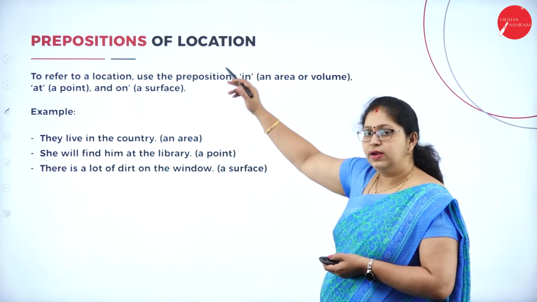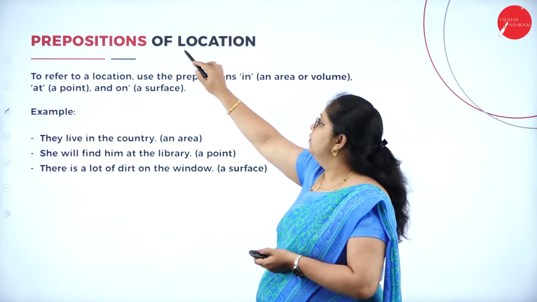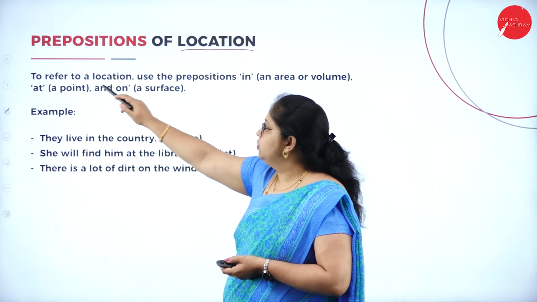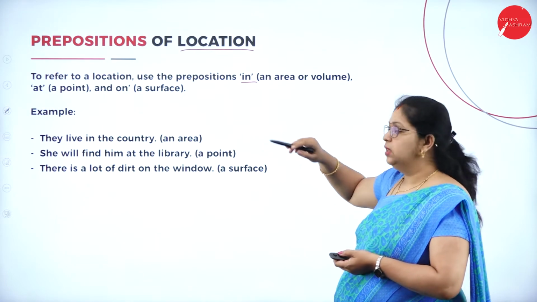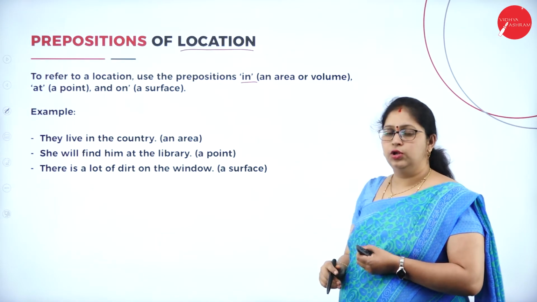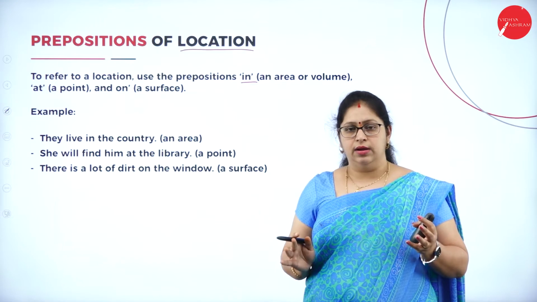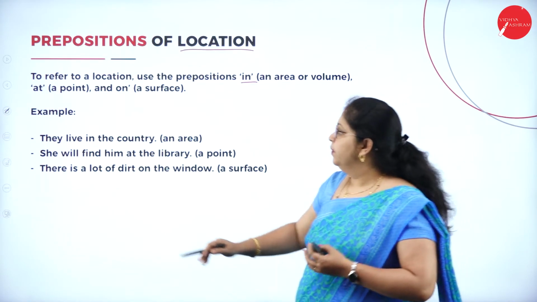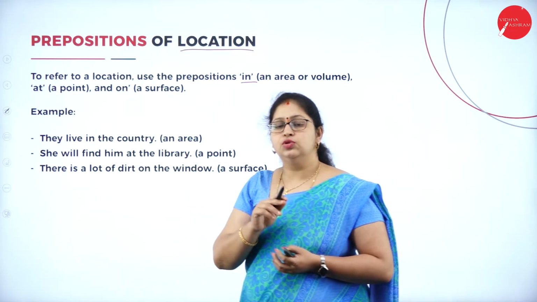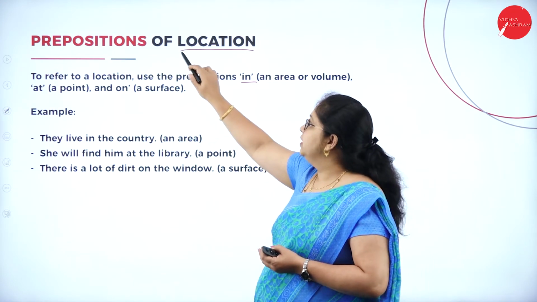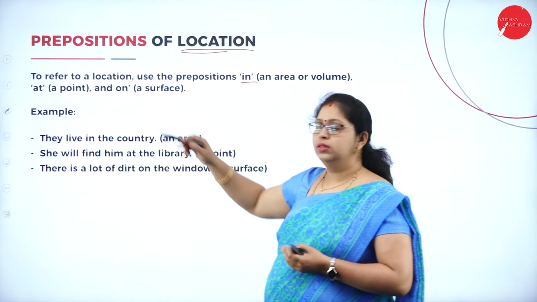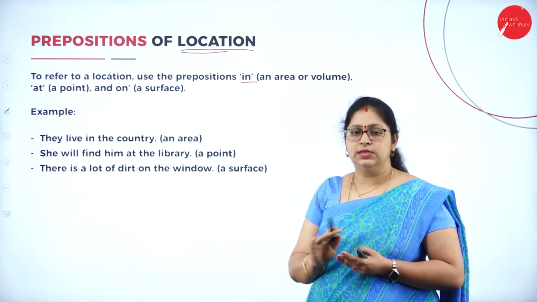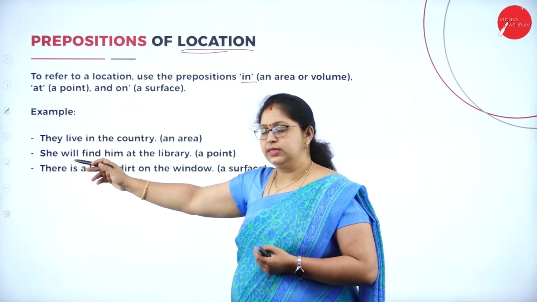Okay. Next, we will discuss the prepositions of location. To refer to a location, use the prepositions in, at and on. We use in for an area or volume. So, it should be an area; at that time, we use in. Then, at. At is used for a particular point when we are telling location. Then, on. On is again for a surface. Let us see some examples here.